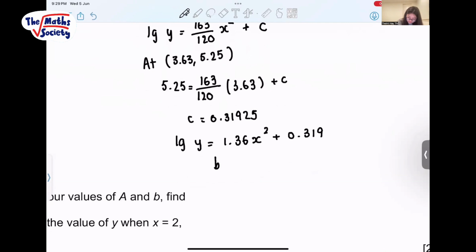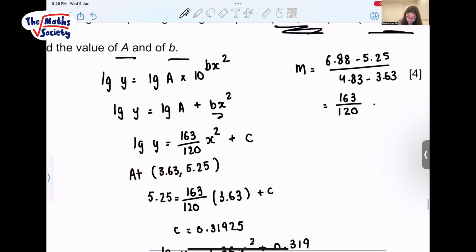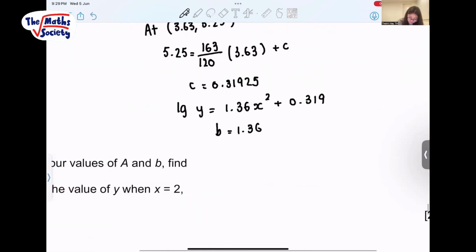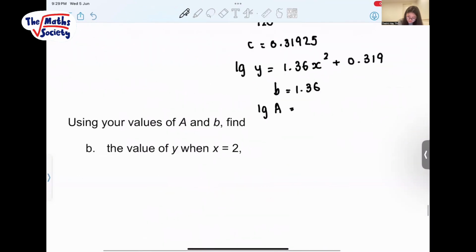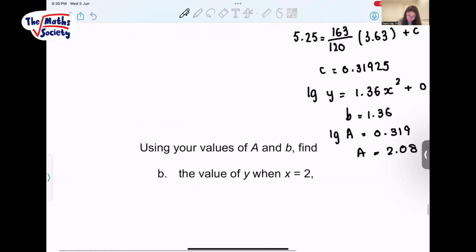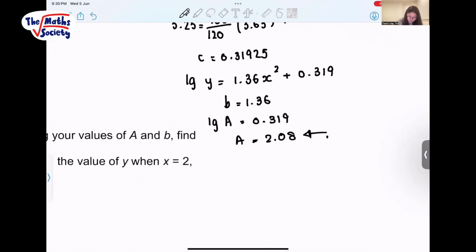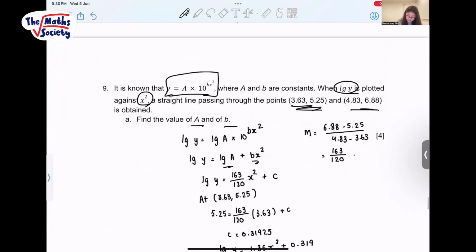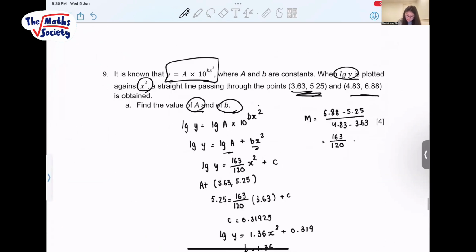And then so we know that bx squared, so b is going to equal 1.36. And lg a here is going to equal 0.319. And then if you want a, just power, it's just 2.08. And that's your a value. Because they just asked you to find a and b, so we're good with question a.